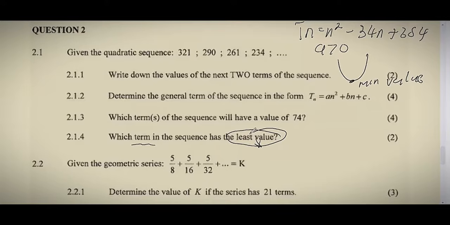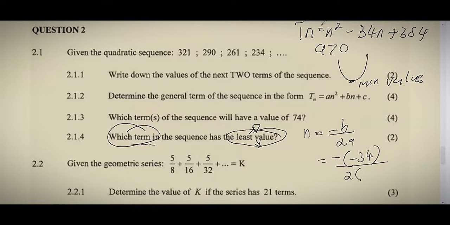So they don't want the least value. They want the term which produces the least value. So we just need to do this. n is equal to negative b over 2a. And then what is our b? It's negative 34. So substitute negative 34 here. And then 2, what is our a? It's 1, right? So let's have 34 divided by 2. That's equal to 17. So you just leave it at that.